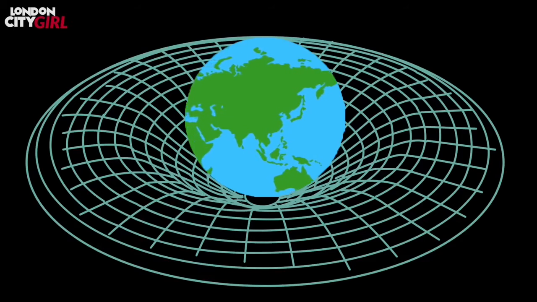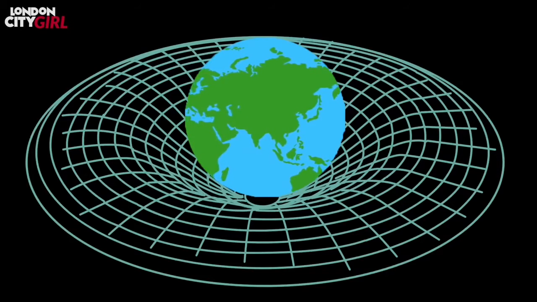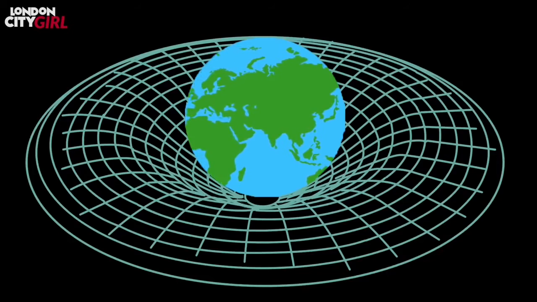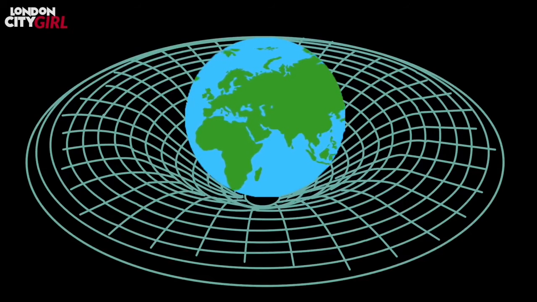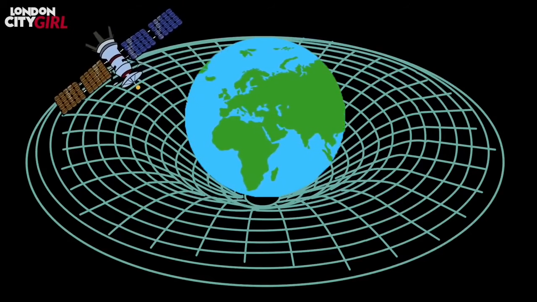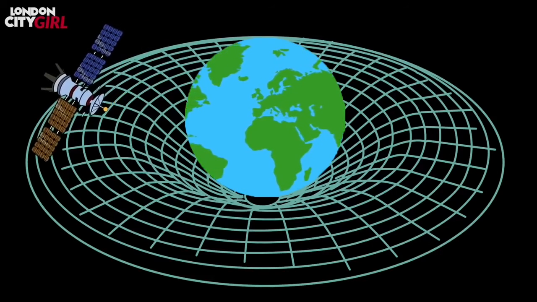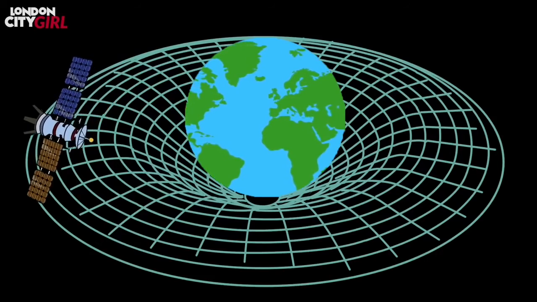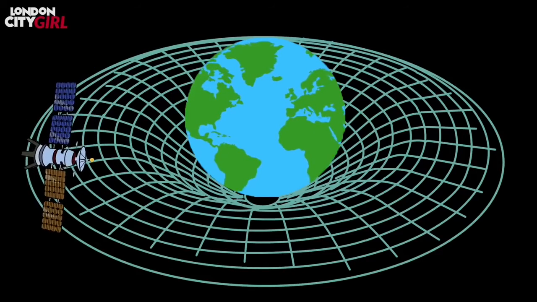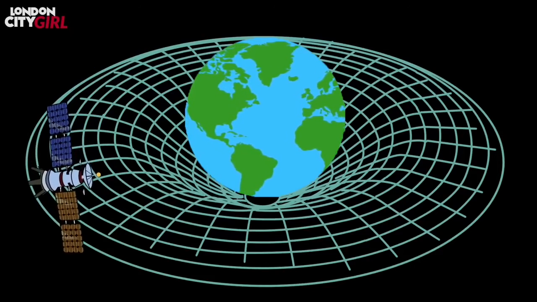Einstein theorized that objects warped space-time around them, causing it to become curved, and as a result, objects experience gravitational attraction to each other. This warping of space-time explains how objects behave as they move through space. This is the general theory of relativity.